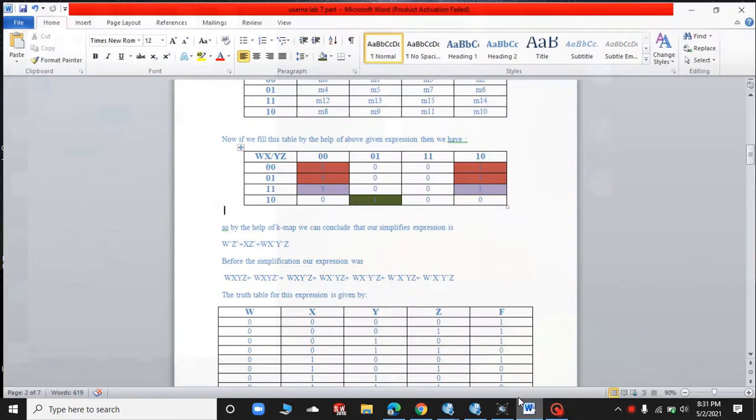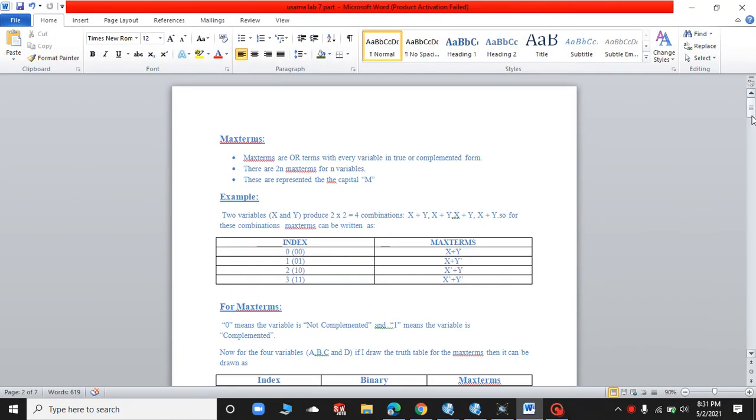Assalamu alaikum, dear fellows. My name is Muhammad Usama, and today I'm going to show you how to implement the Karnaugh map, which is shortly described as K-map, and how it works and how it helps to minimize the greater Boolean functions.